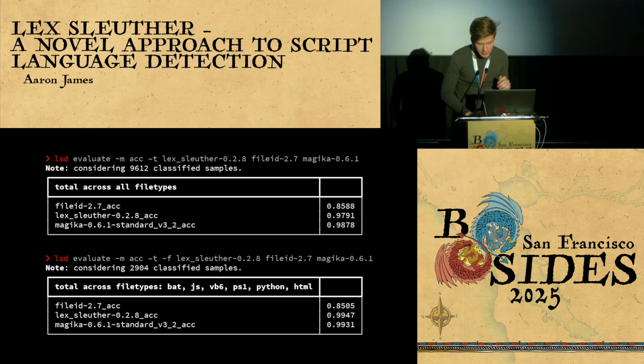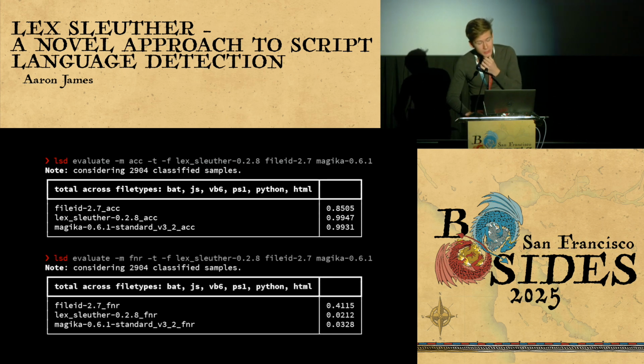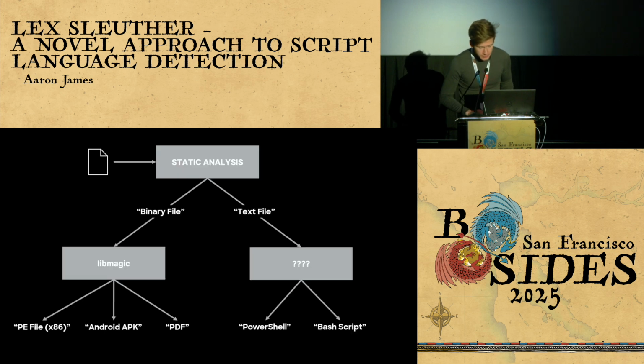But a more revealing metric is the false negative rate. See, lower is better here. This is a metric by which File ID is laughable. Magika is an order of magnitude of improvement, but interestingly, Lex Sleuther manages to be even better. And the way you can think about this is they're both pretty likely to get it right, but Lex Sleuther is less likely to get it wrong. Glad we cleared that up.